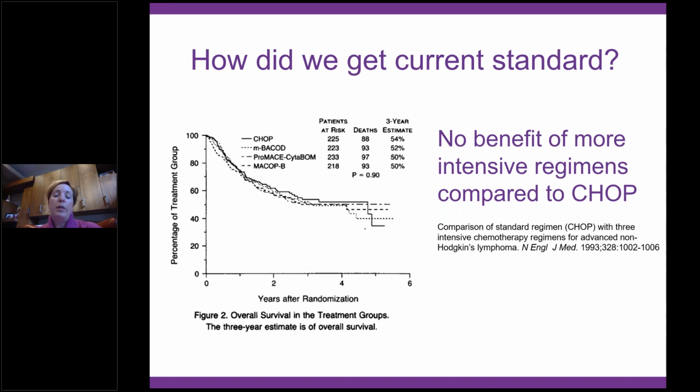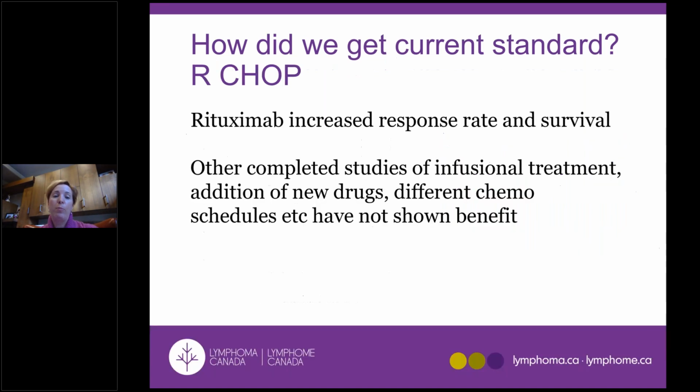One of those trials is pictured here. This was done a long time ago with the concept that maybe if we just intensify the chemotherapy and give more drugs, stronger drugs, higher doses, we'll do better. But unfortunately, this trial did not show a benefit of more intensive regimens compared to that CHOP backbone. We did, however, find that adding rituximab, so adding an anti-CD20, significantly improved response rate and survival by as much as 30%.